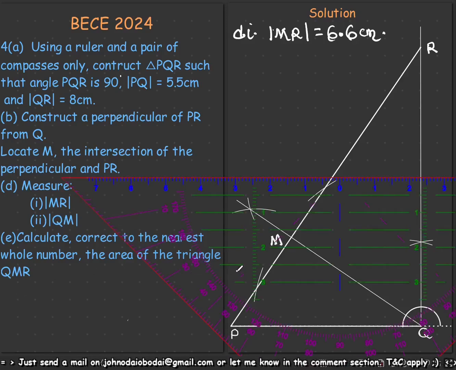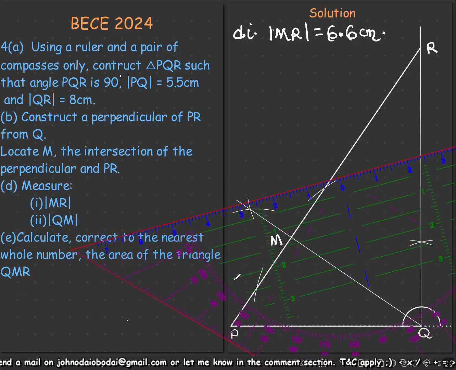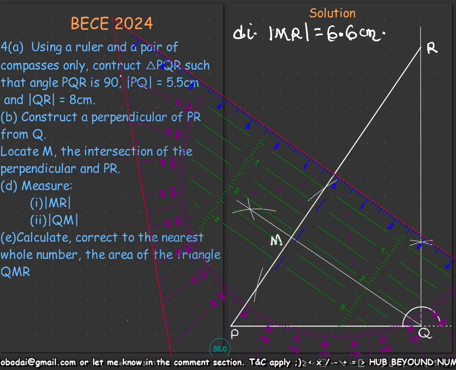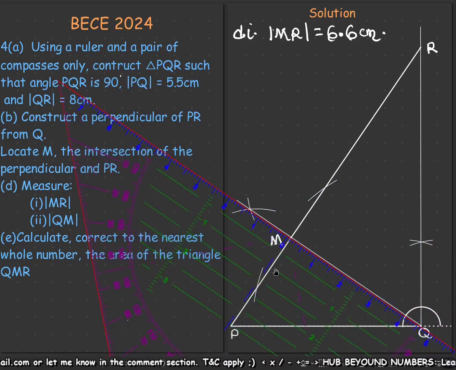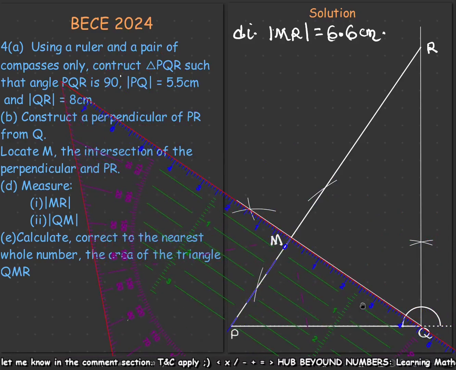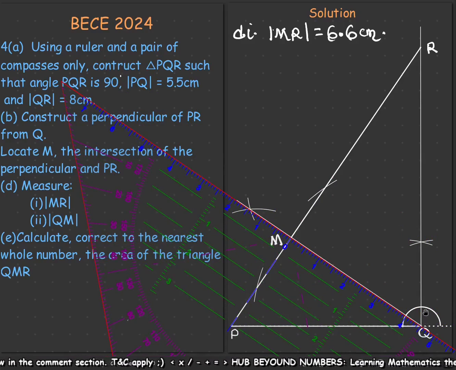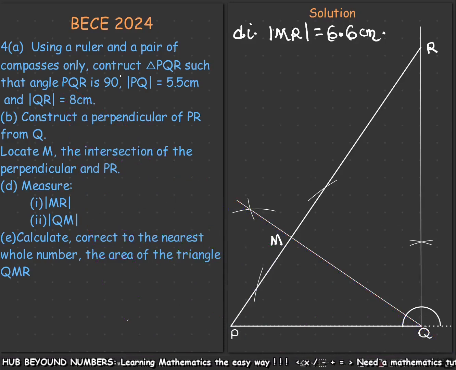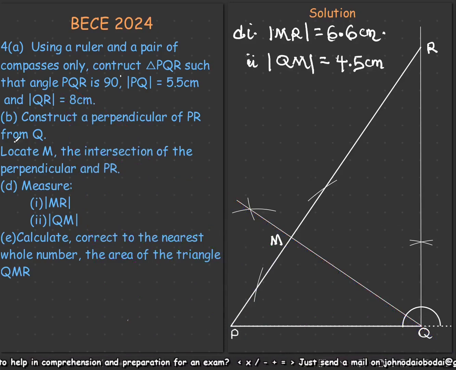And we are also to measure QM, Q to M. So you take your ruler once again, and then you align it to the line QM so that you can measure it. So this is what I have over here. From my 0 to 4 point what? I have it as 4.5. So my QM is 4.5. So let's write that down. That is line QM is equal to 4.5.